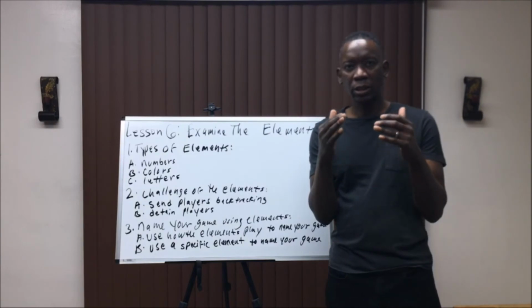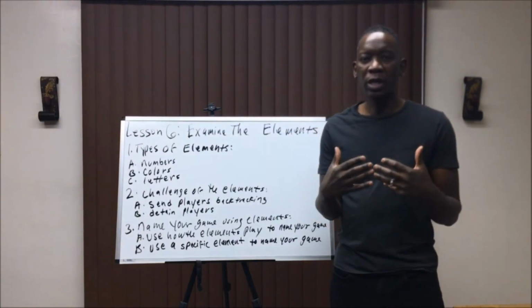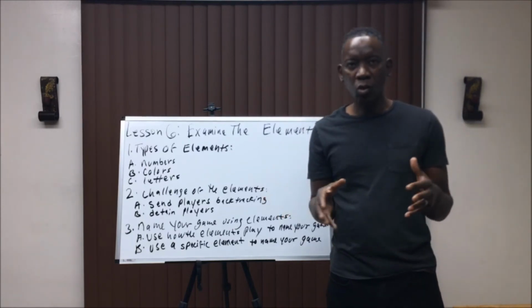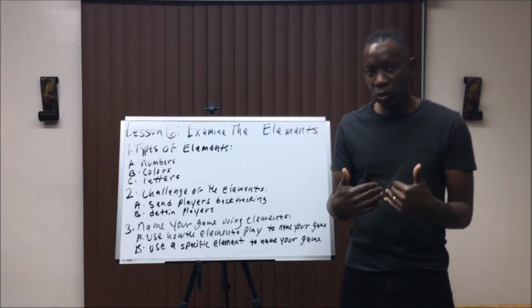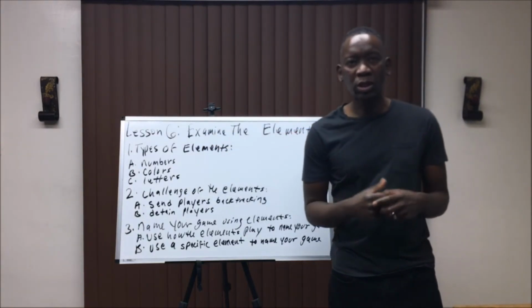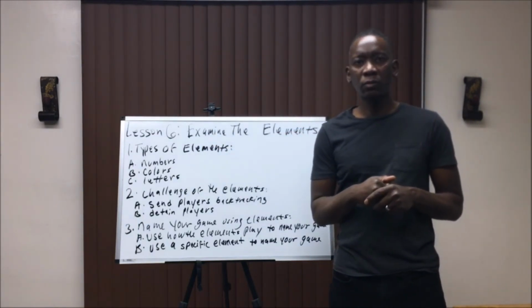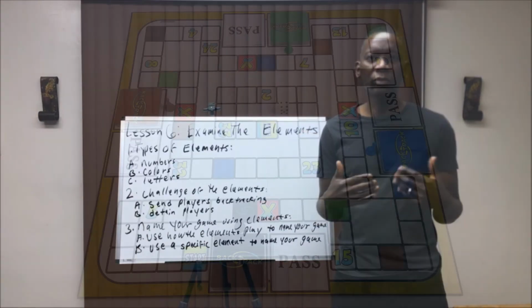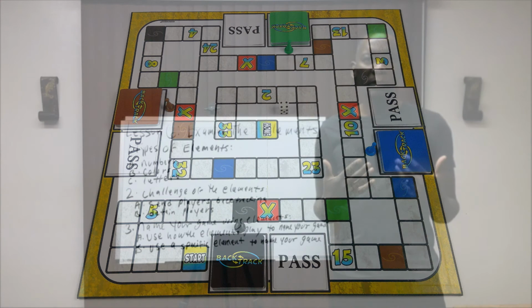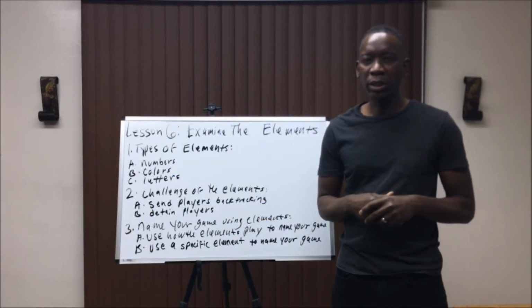Now, your track is blank, it's empty, because we haven't talked about elements that will populate your track. So that's what we want to look at now. Examine the elements. I want to use my board game called Backtrack, and let's take a look at my game board, which will give you an idea of how I use my elements to make my tabletop board game challenging to players.